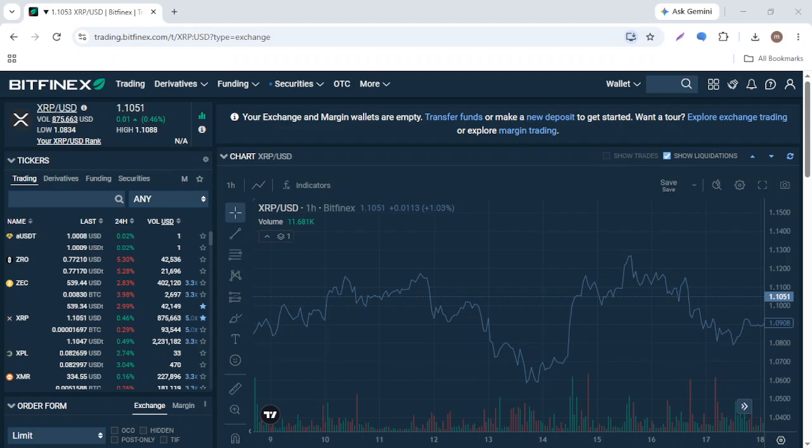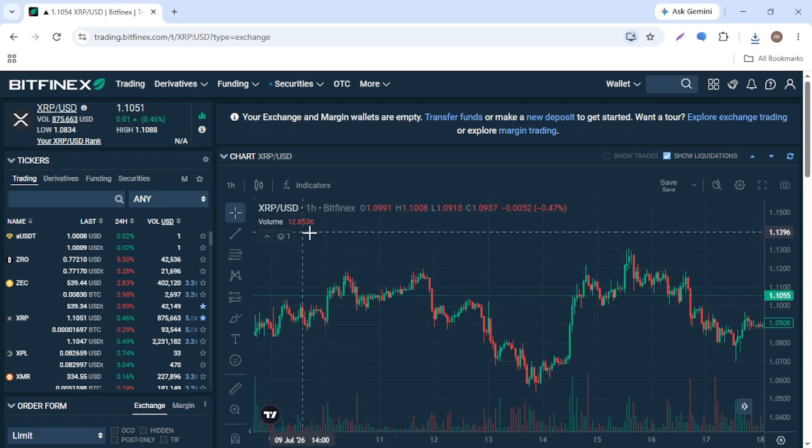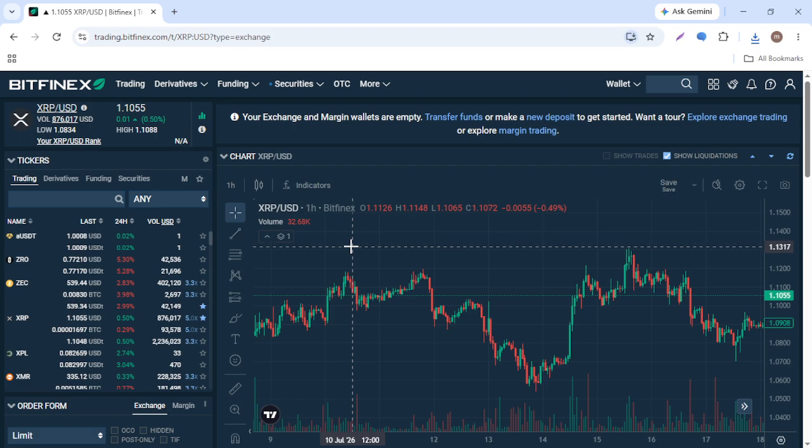In today's video, I will walk you through how to draw trend lines on Bitfinex. Trend lines are one of the most commonly used tools in technical analysis. They can help you visualize the direction of the market by connecting important price highs or lows, making it easier to identify trends and potential areas of support or resistance.